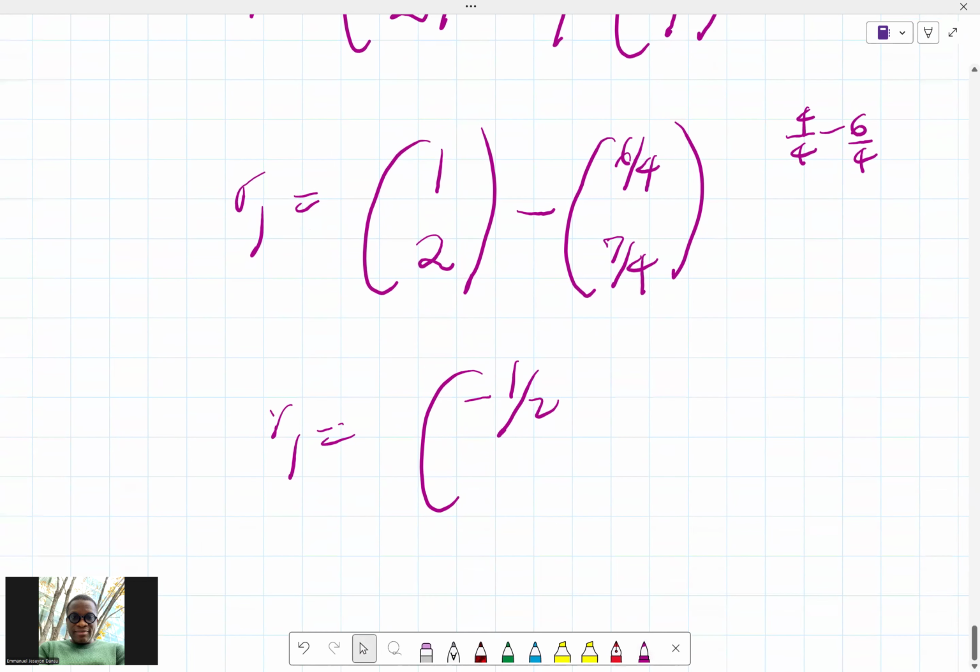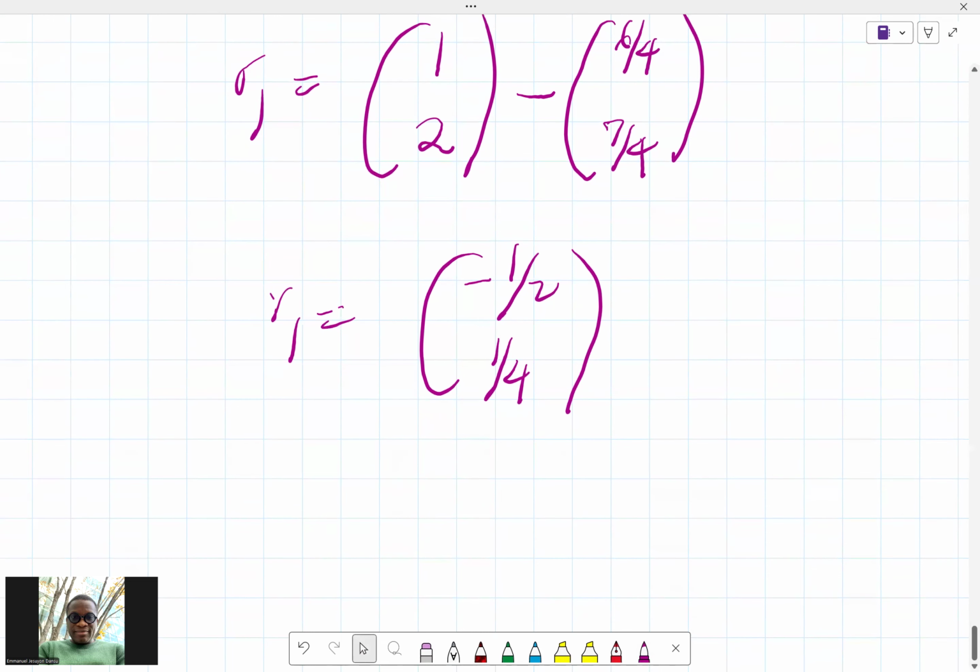Then R1, the second, that's 8 over 4. 2 is 8 over 4 minus 7 over 4. That will be 1 over 4. Okay, so that is R1 taken care of easily. So with that done, we can go for beta naught.